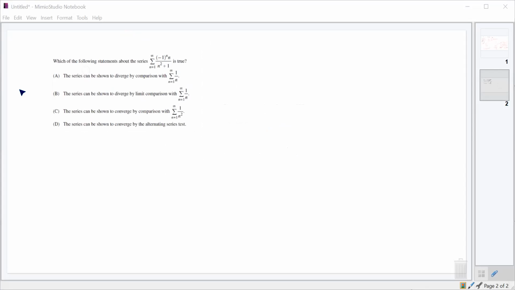Okay, so for number 19, they've got our series here, the sum from n equals 1 to infinity of negative 1 to the n times n over n squared plus 1. Which of these is true? So first off, taking a look at the first one, direct comparison with 1 over n. This one alternates, and so direct comparison with something that doesn't alternate is not going to work, so we can immediately eliminate choice A.